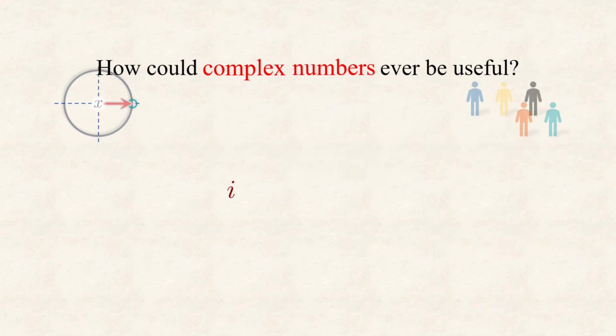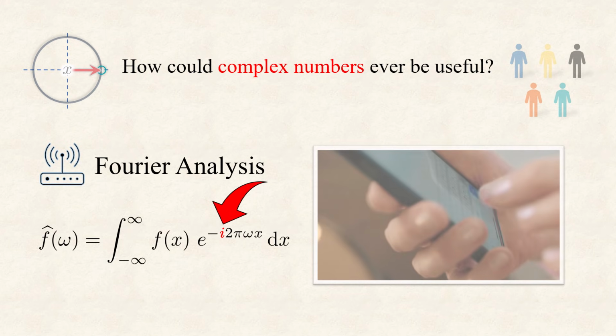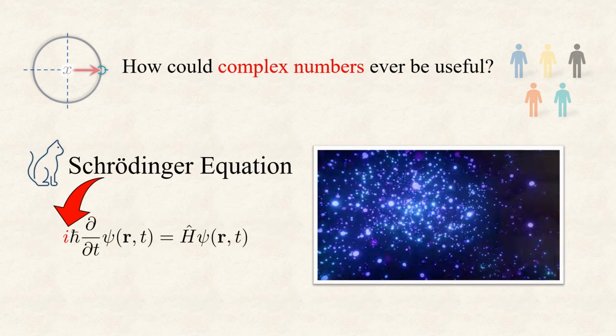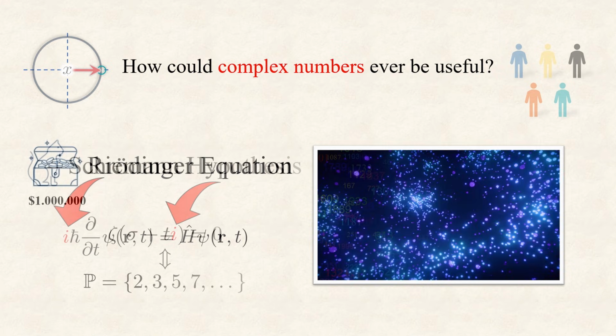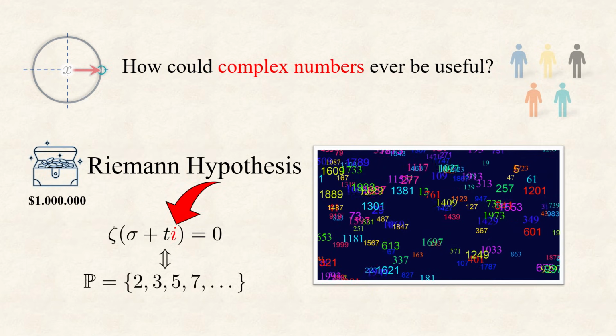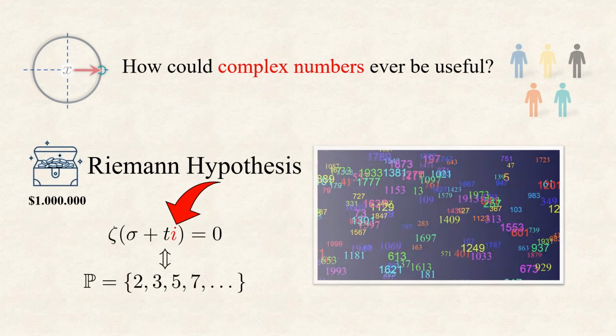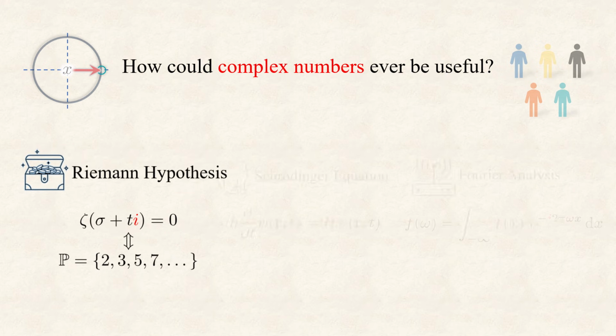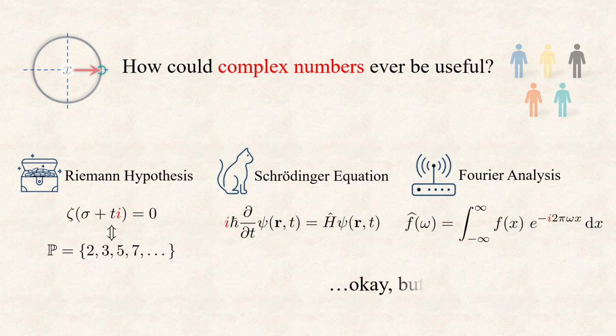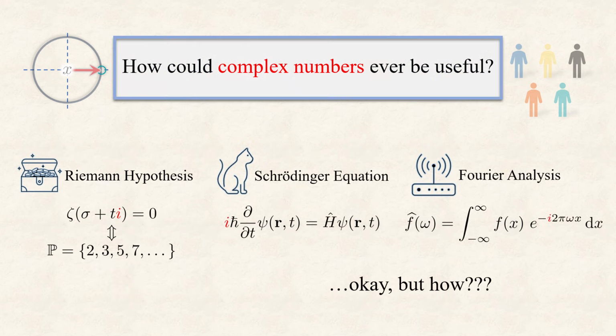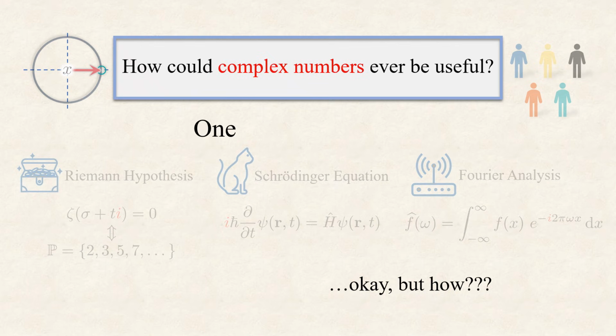But it turns out i does turn up for signal processing, like in your phone, or when you study the smallest particles in physics. Even when dealing with prime numbers and the famous $1,000,000 equation, complex numbers show up. But understanding how they show up? Well, that takes some time, but that's anyway not our goal. We would be satisfied with even one simple example where complex numbers are the hero.